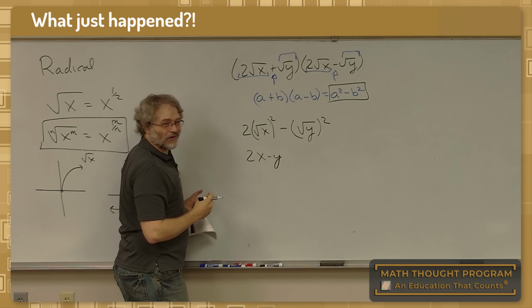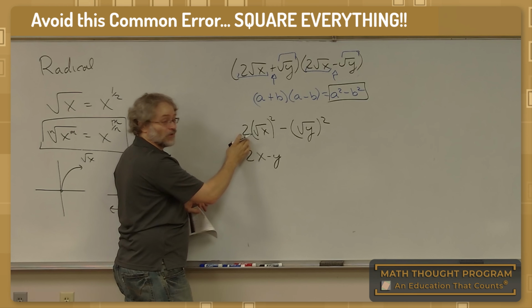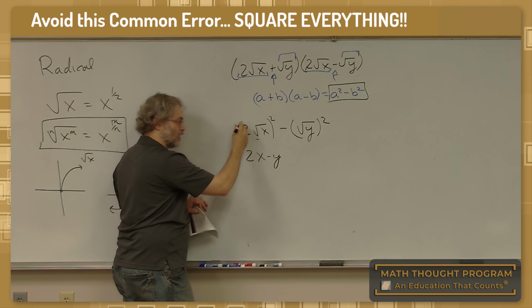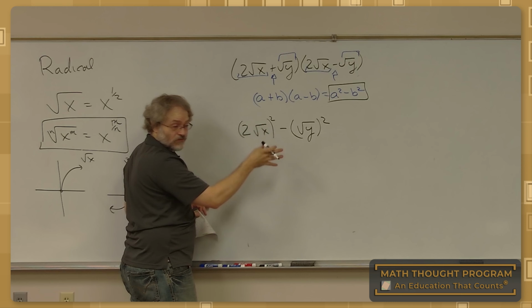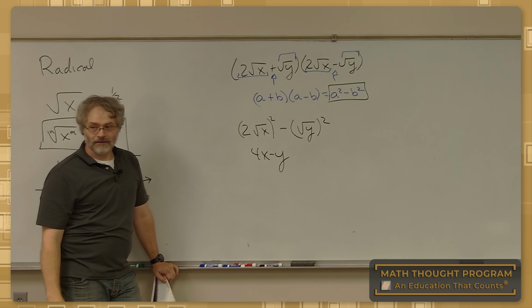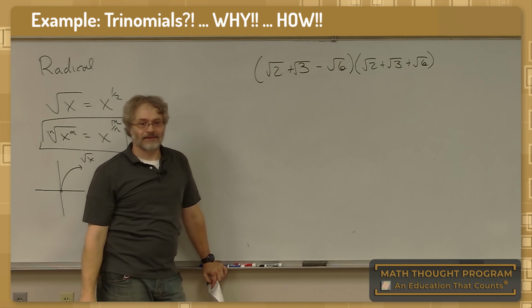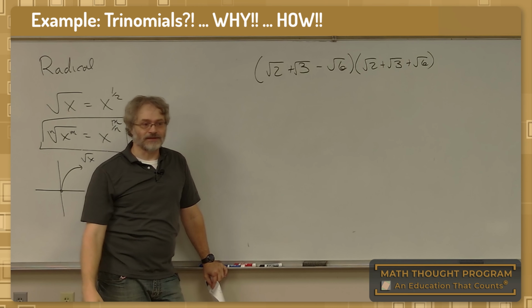What did I do wrong? I got to square this as well. So I just can't not square that piece. I also have to square that piece. So 2 squared, 4, then x, followed by y. Let's crank it up a little bit more. Try that one. Take this, expand out, and completely simplify it.